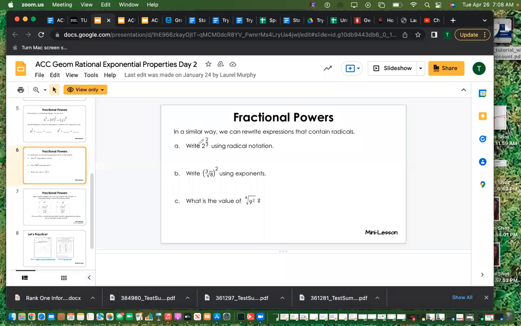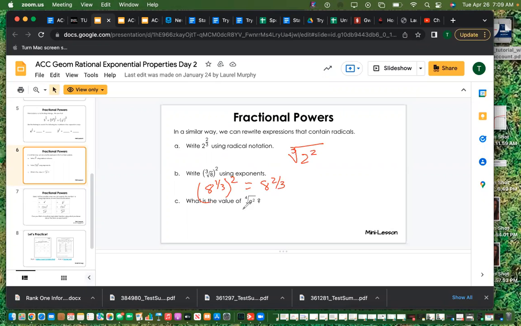All right, so check in your work. If I wrote this as a radical notation, I'm going to say the cubic root of 2 to the 2nd power. For this one, I'm going to write it using exponents. So this will be 8 raised to the 1/3 raised to the 2nd, which is going to be the same thing as 8 to the 2/3.